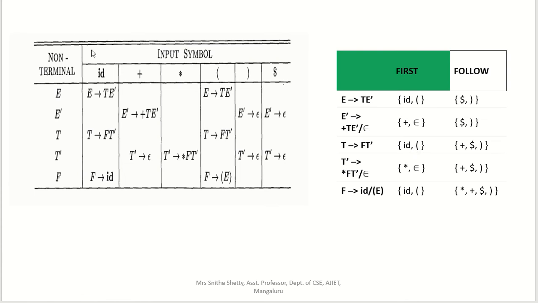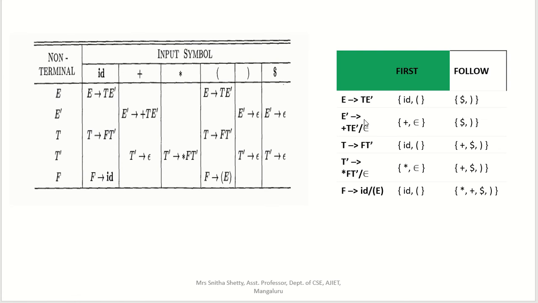So look at the table. Under id I'm placing E gives T E dash. Again under open parenthesis I'm placing E gives T E dash. Why am I placing it here? Because my production's left hand side variable is E, so E is here. And I'm taking the first of T. Please be careful, don't take first of E. We are taking first of T, which is id comma open parenthesis. So under id and open parenthesis I am placing E gives T E dash.